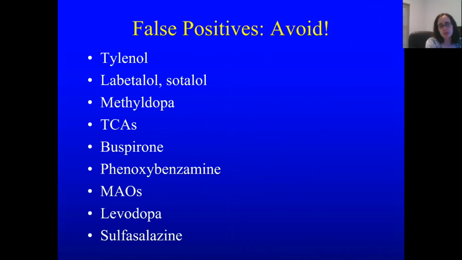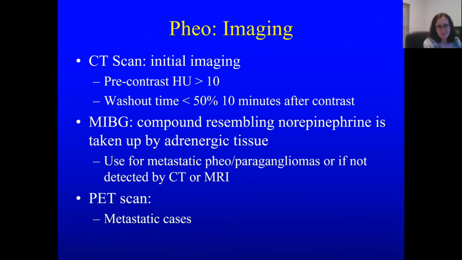So important to take into account when you're doing testing for Pheo, if you're doing this in your clinic, things that can cause false positives. Tylenol is a big one, labetalol or sotalol, methyldopa, tricyclic antidepressants, buspirone, phenoxybenzamine, MAOIs, levodopa, and sulfasalazine. Tylenol is the most common one I see. I say don't take your Tylenol. Also like Ritalin, that kind of stuff, you should have them stop as well.